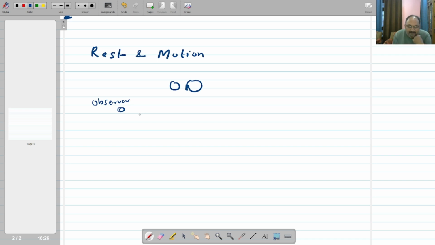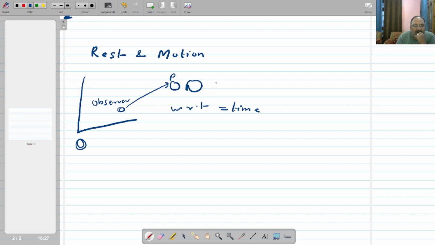He should be having some benchmark. So for that we devise a reference point. See? Origin. A reference point. The observer will observe the position of this particle with respect to time. As time elapses, he will observe the change in his position with respect to this origin. Right? He will examine how far the object is from this origin at certain intervals of time.